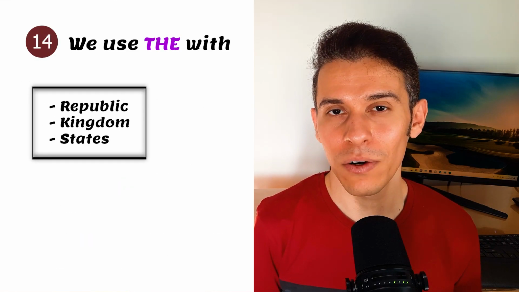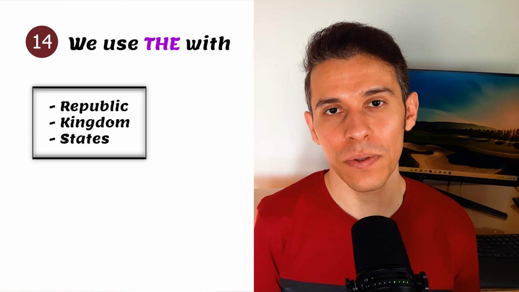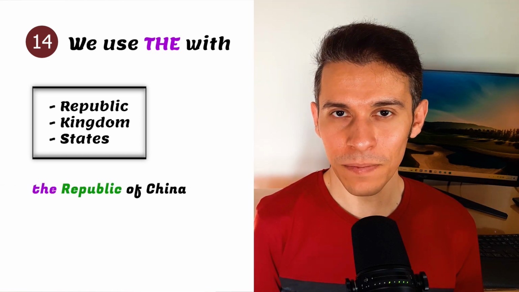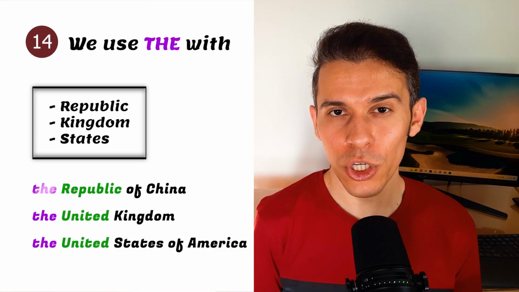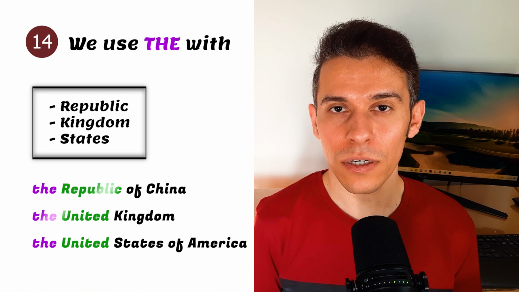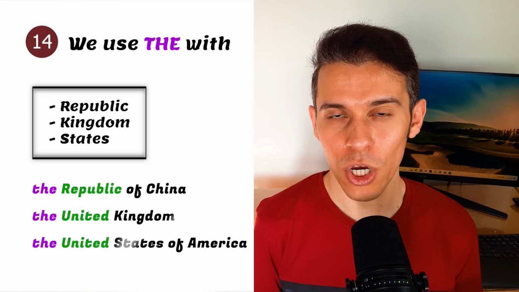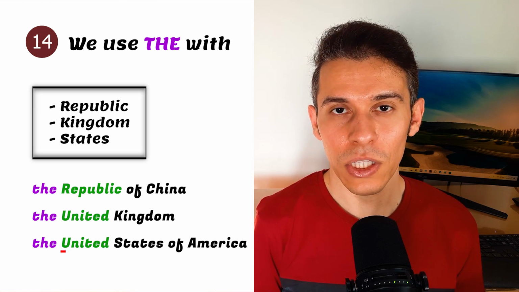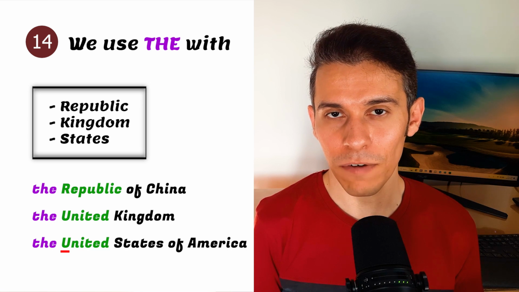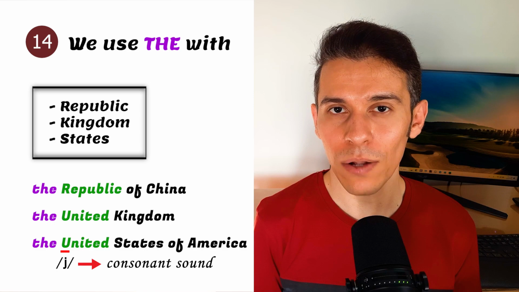Number 14. With republics, kingdoms, and states, we use the. The Republic of China, the United Kingdom, the United States of America. Notice how I pronounced it, the United Kingdom, the United States of America. Why? Because the next word that comes after the doesn't start with a vowel sound. The first sound is a y sound. Y is not a vowel sound. So we pronounce it the.